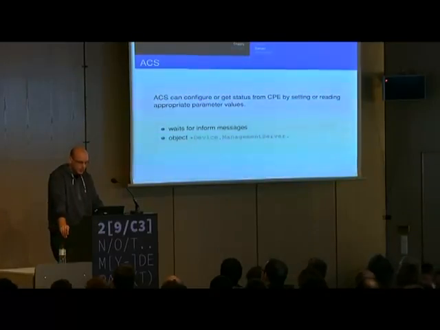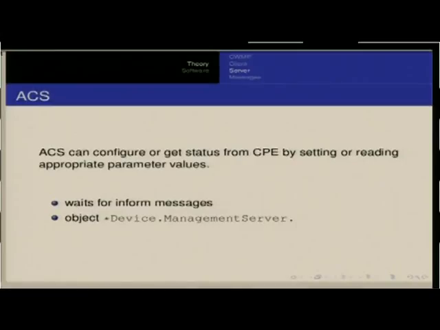ACS. The ACS can configure or get status from the CP. So it's the central point which manages all CPs. It basically waits until the CP connects to the ACS. So, for example, after a factory reset, the CP connects to the ACS, and then it gets provisioned. These ACS defined parameters are in the Management Server object, in the Device Management Server object.